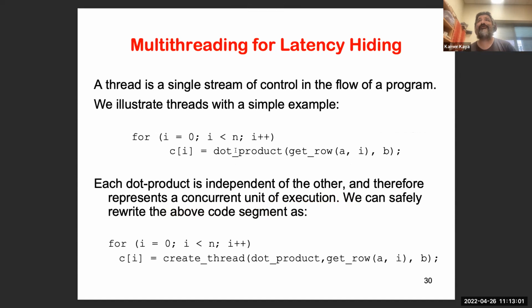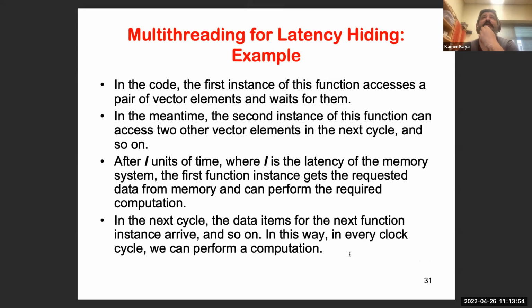So a thread is a single stream of control in the flow of a program. We illustrate threads with a simple example. So here, we are trying to compute A times B. A is a matrix, B is a vector. And so the output will be the C vector, right? And for each row of A, you need to perform a dot product of that row with B. And in a sequential execution, you can do it like this. In a parallel execution, you can create a thread which performs one dot product, and at the end you will have your result, okay? Since each dot product is independent of the other, these things can be executed safely without any communication, any extra overhead.